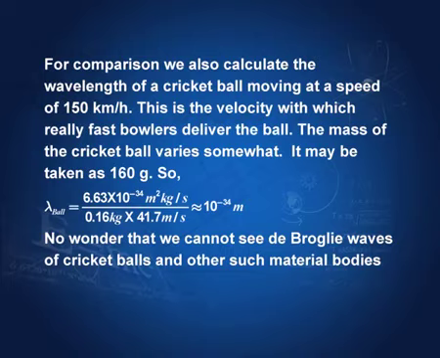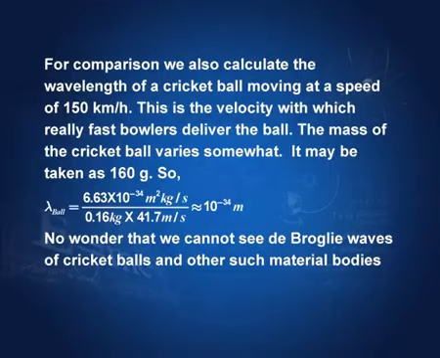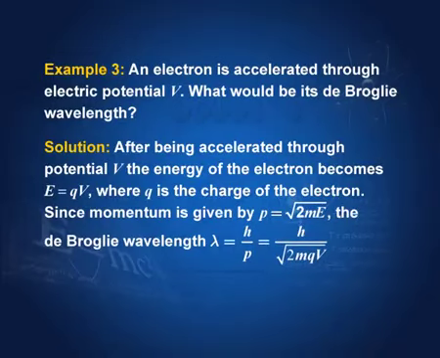That is why we do not see the waves associated with cricket balls. We shall see waves associated with the electrons, but not with cricket balls. But it does not mean that cricket balls do not have waves associated with them if the de Broglie hypothesis is verified by experimental observations. We are now going towards that experimental observation, and therefore, I have taken this example.